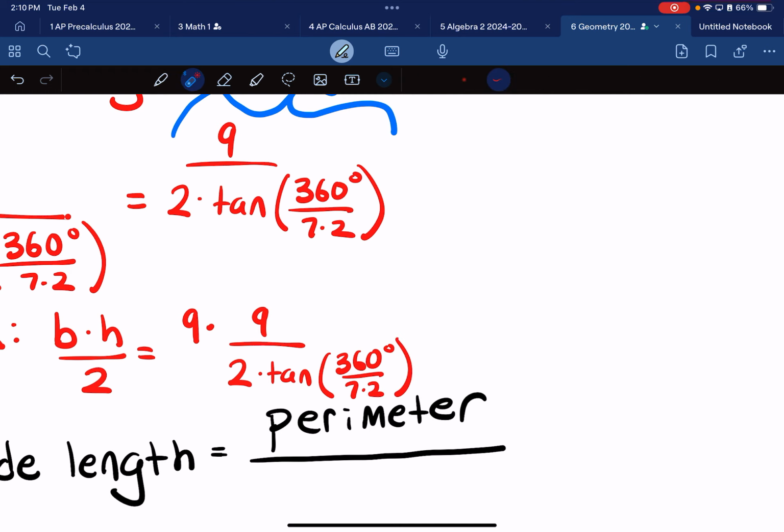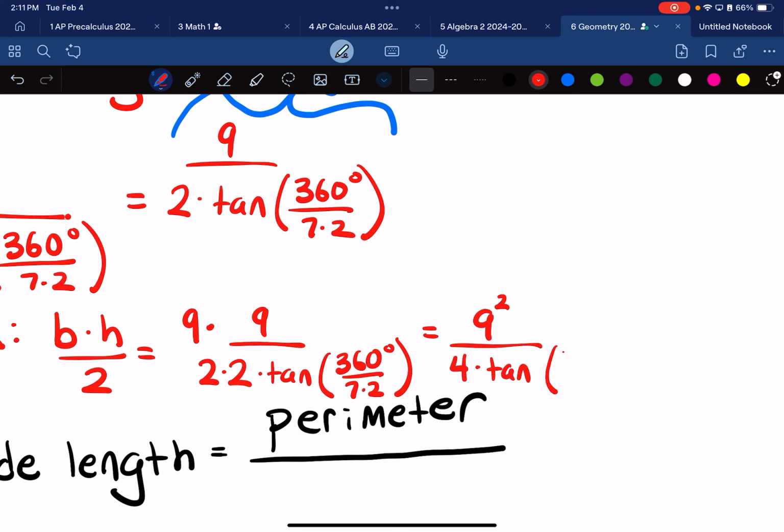And then that was base times height, and now I need to divide by 2. I don't really have enough room to divide by 2 right now. I'm going to use that trick where when I divide by 2, that's essentially putting the 2 in the denominator. I'm going to put the 2 down here. So I'm noticing that this is technically a 9 over 1 being multiplied by this entire quantity. So I can simplify this a little bit and say that this is 9 squared in the numerator, and in the denominator I have 4 times tangent of 360 degrees divided by 2 times 7.